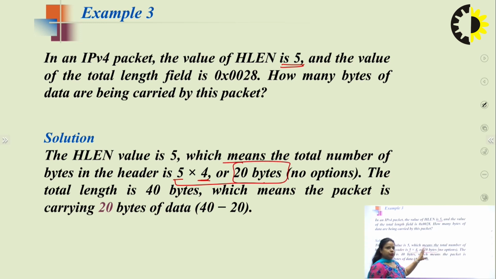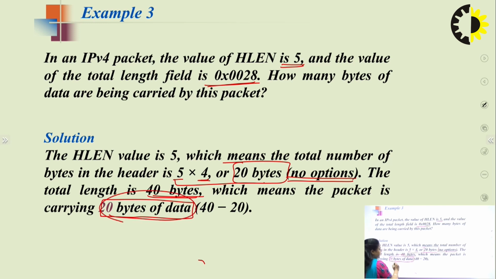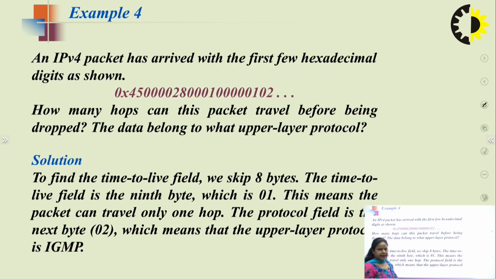If the header consists of 20 bytes, it means there are no options, because the minimum length of the header is 20 bytes. And if it comes out to be 20, there are no options. But the total length field is given as this value. So if the total length is 40 bytes, then after carrying the 20 bytes of header, we can calculate that the data is 20 bytes long. This is the way you can calculate the packet's data, right?